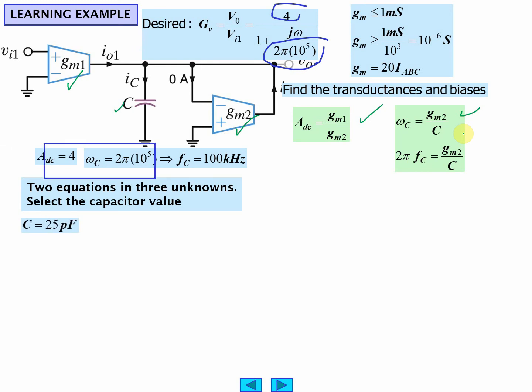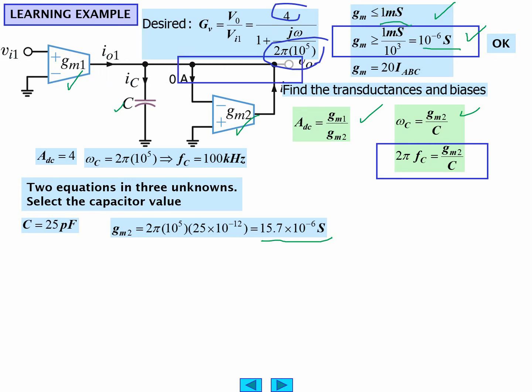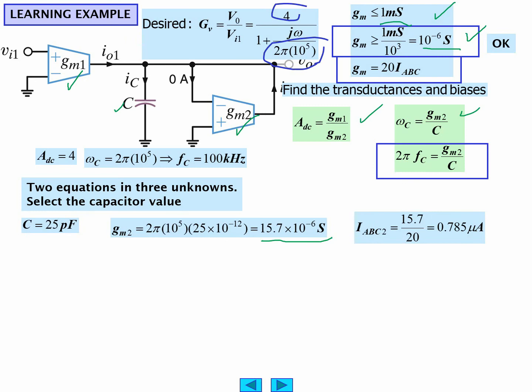So you pick one, like the capacitor, and then figure out the other 2 from there. And check that it's okay. Remember, GM has to be in a certain range. 15 times 10 to the minus 6 is bigger than this. Yay. And it's smaller than this. Then we can figure out what the current has to be.